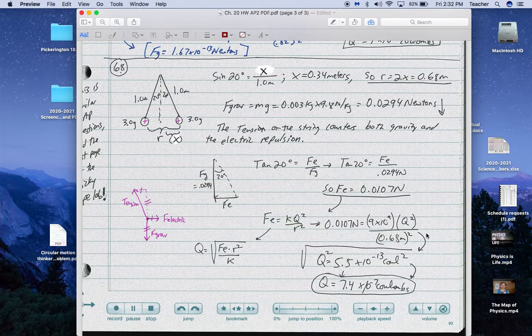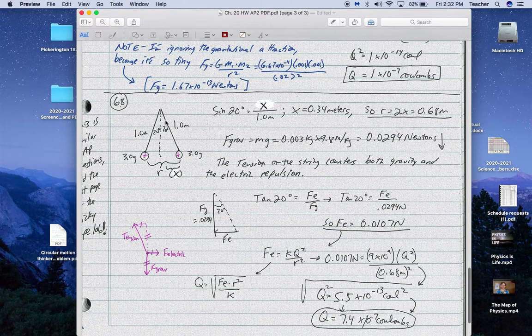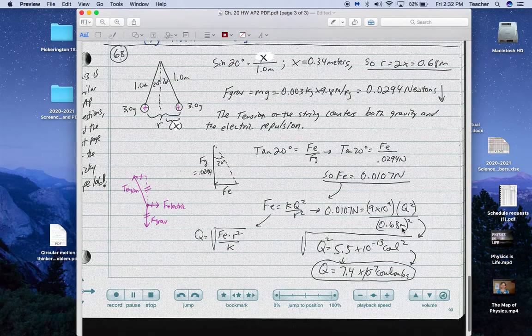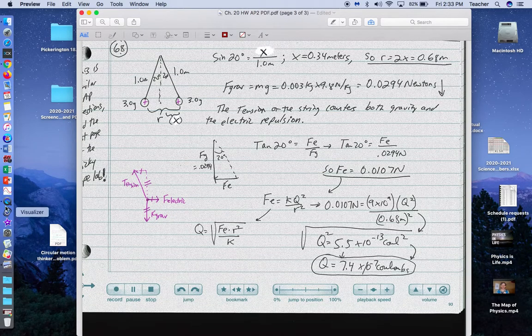the way that I figured out the distance between them was actually that if this is 20 degrees and this is 1 meter long, then this distance is going to be 0.34 meters, so the distance between them has got to be 0.68 meters. I actually did that early because I knew I probably was going to need to use that trig somewhere else. So that's where the 0.68 meters came from in terms of the distance between these two spheres. And that should do it. That gets me a charge of 7.4 times 10 to the negative 7th coulombs.